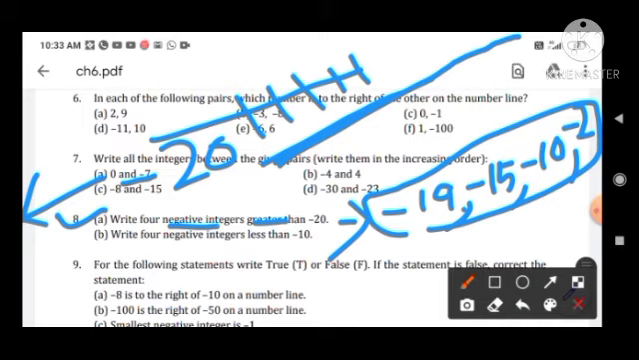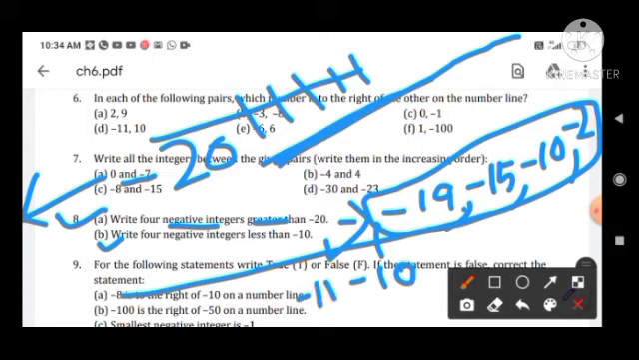Now the next question is given. Write 4 negative integers less than -10. Now less than -10. Now in the number line, suppose this is -10. Now you need to write numbers less than -10. Okay, less than what? You have to write a number which will be less than -10. That means, which will be the smaller number, less than -10.